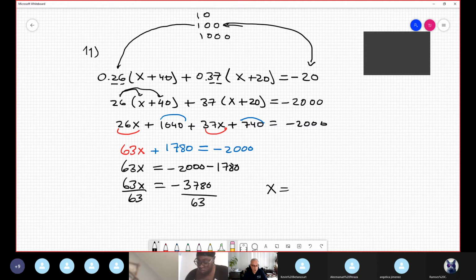We have x equal, and you put in the calculator this divided by 63, and bam, it is 60. Of course, negative, so the answer is negative 60. Final answer.